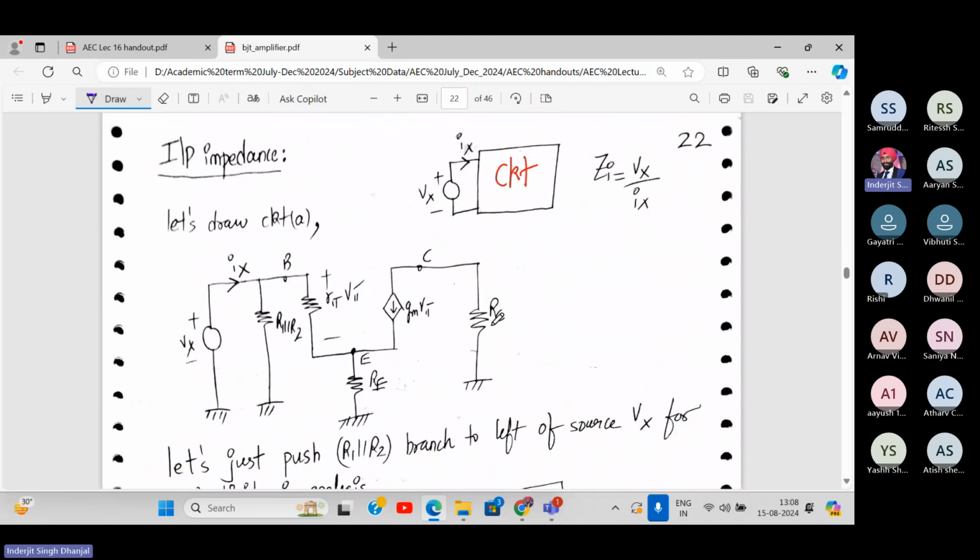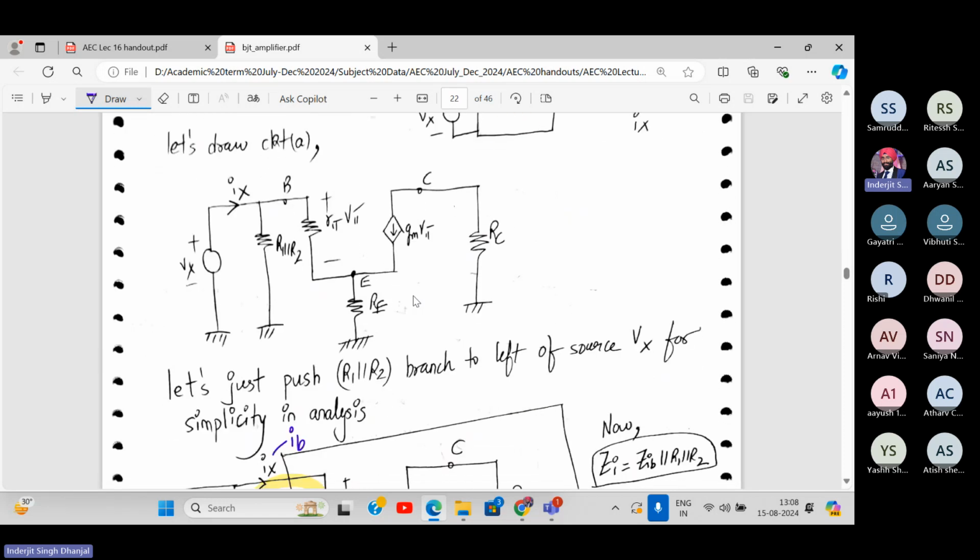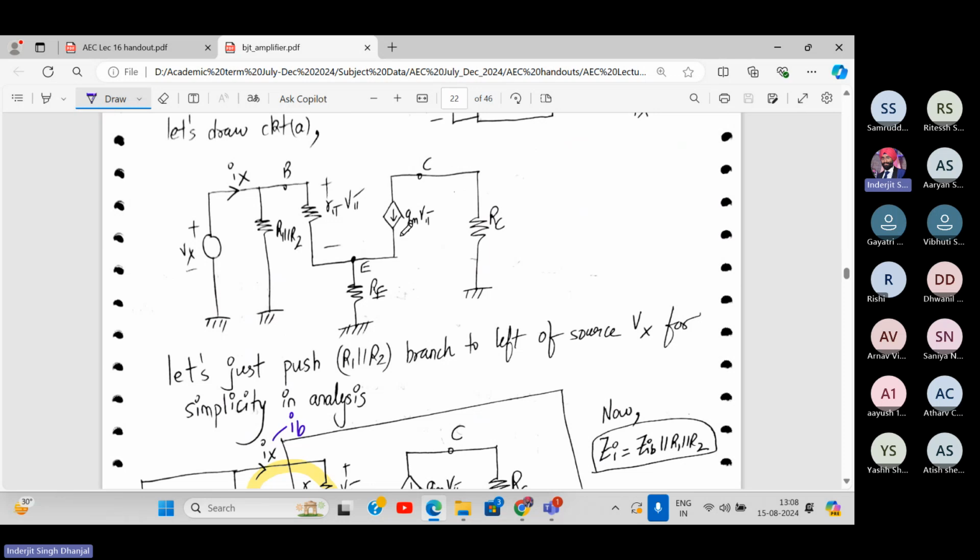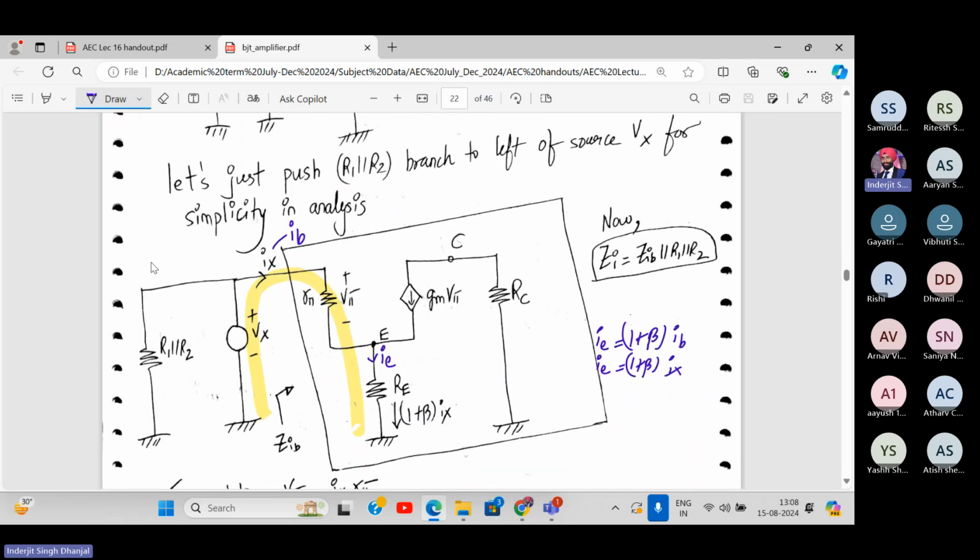Next is input impedance. So for input impedance, you put your entire circuit inside a box and apply Vx and Ix. We have done that over here. This is what we get out of the circuit. So we'll push the R1, R2 branch to the left hand side of this. Now we analyze this circuit.